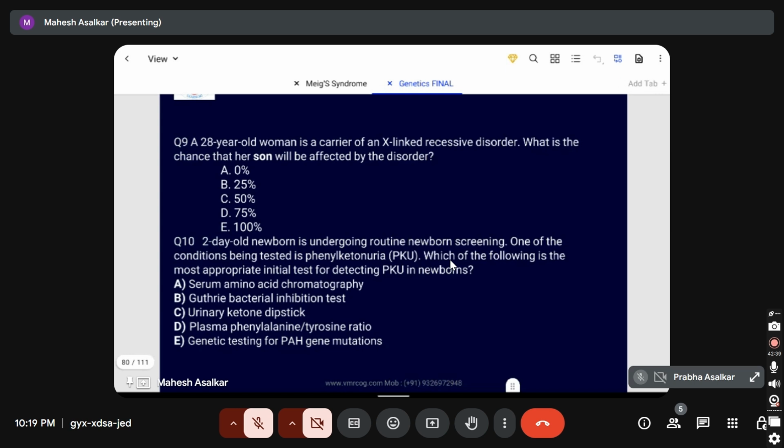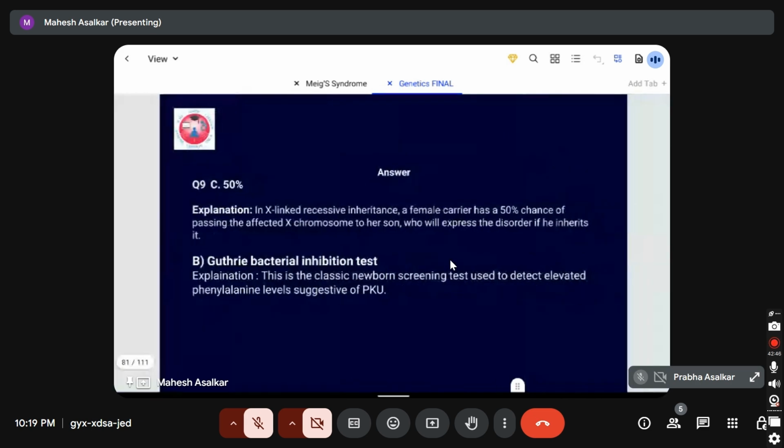So option C? Option B, no, Guthrie test. Good. Guthrie test. Question number 9 is the 50%. So, in X-linked recessive inheritance, a female carrier has a 50% chance of passing the affected X chromosome to her son, who will express the disorder if he inherits it. Then, question number 10, answer is Guthrie bacterial inhibition test.